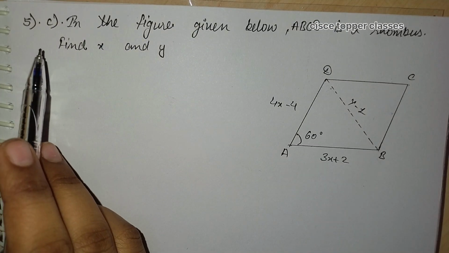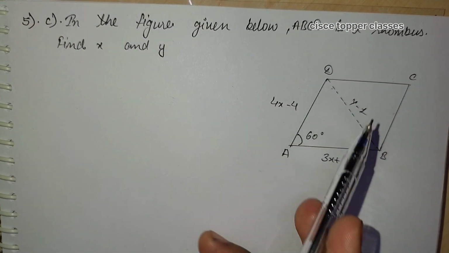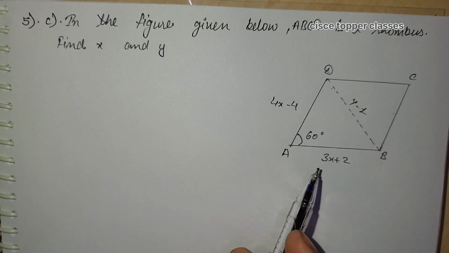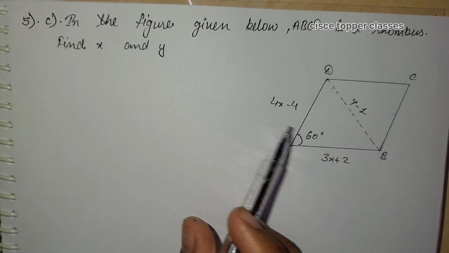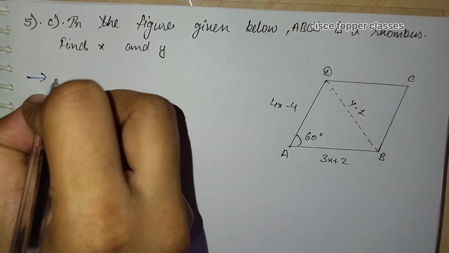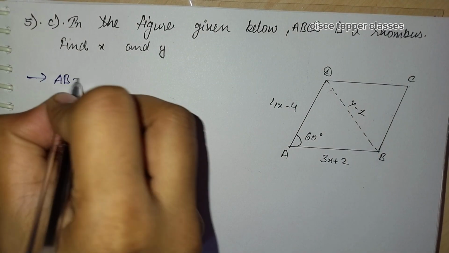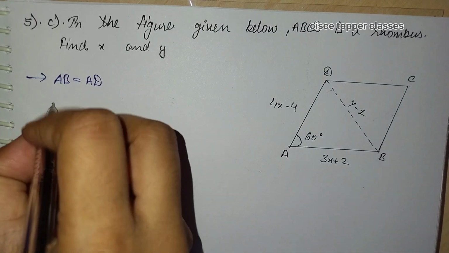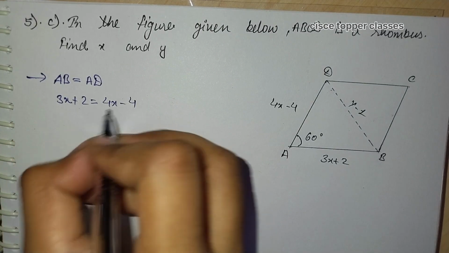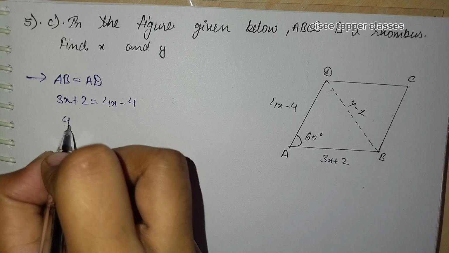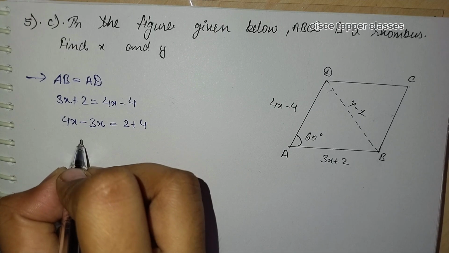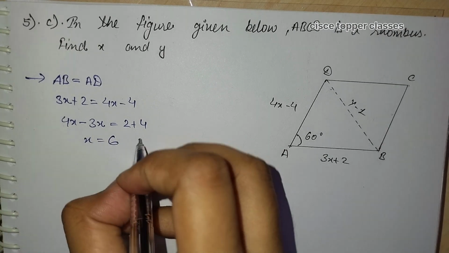Now let us solve the third part. In the figure given below, ABCD is a rhombus here. We have to find the value of x and y here. So we can simply say that all sides are equal in a rhombus. So we can write AB side is equal to AD side. We'll put the value here. So 3x plus 2 equal to 4x minus 4. We can find the value of x from here. This will be 4x minus 3x equal to 2 plus 4. So x is equal to 6 from here.